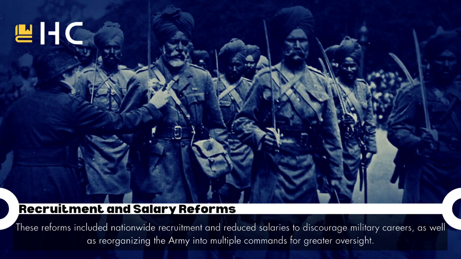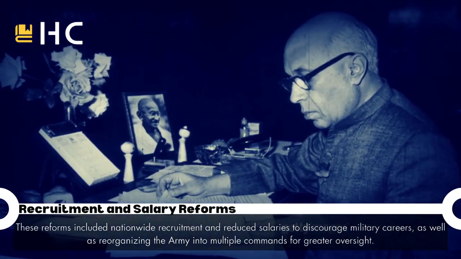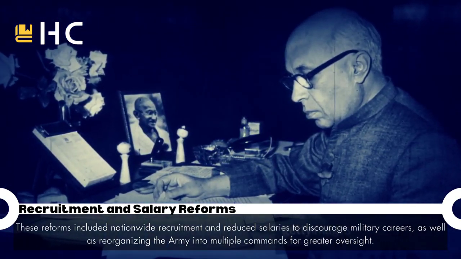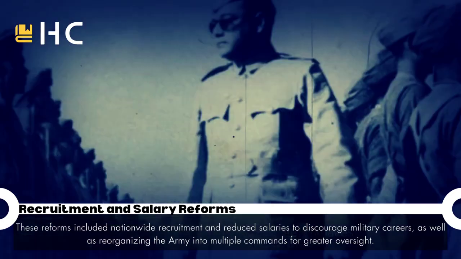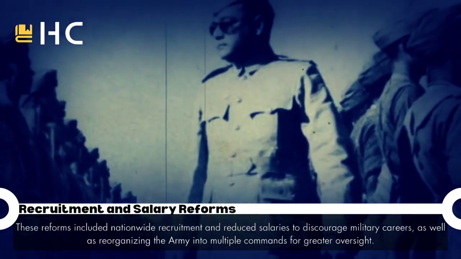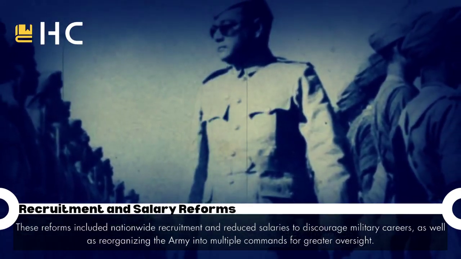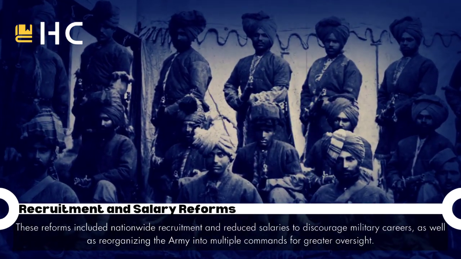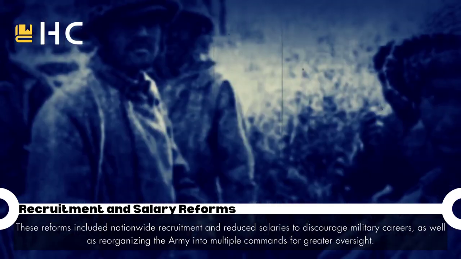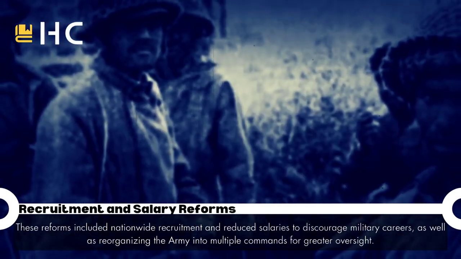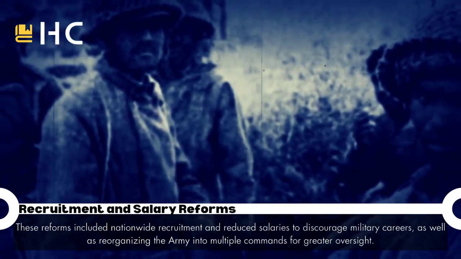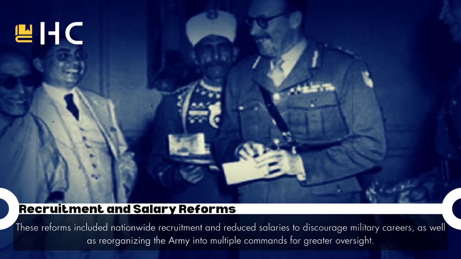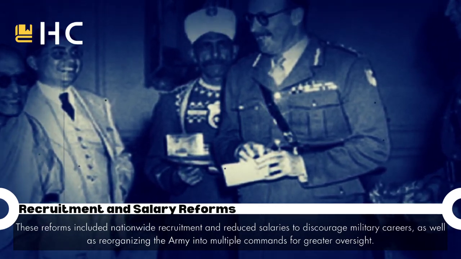Nehru removed the Army Chief from the cabinet and placed the post under the Defense Secretary. The concept of martial law was also ended, and recruitment was allowed from all over the country. Salaries of Army personnel were reduced so that people are discouraged from seeing a career in Army as the best option. The Army was reorganized into 4 commands, each under its own commander who was promoted by the Defense Ministry.